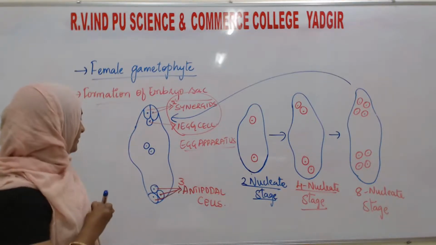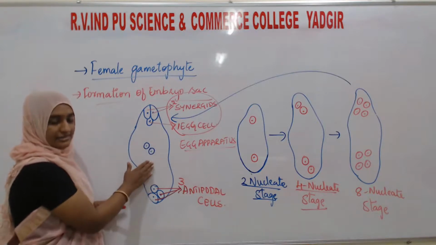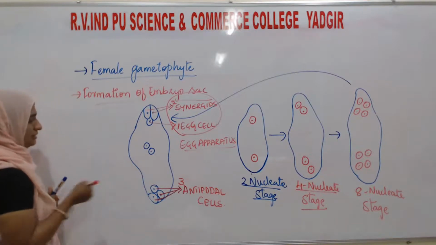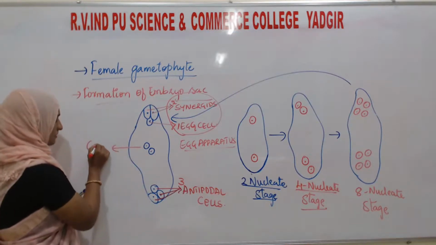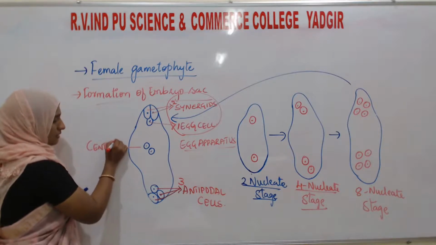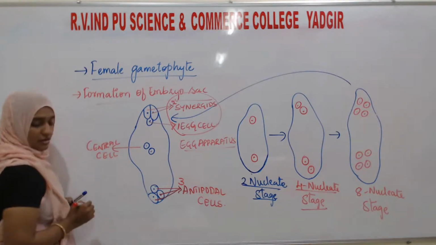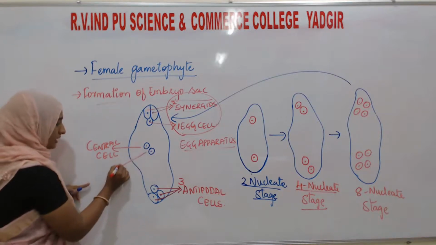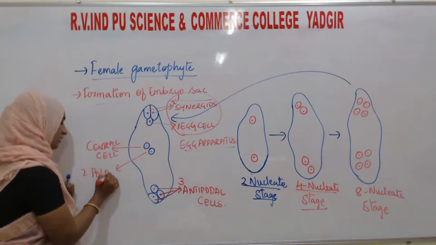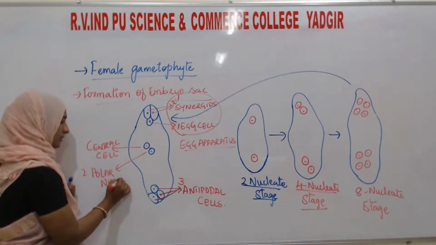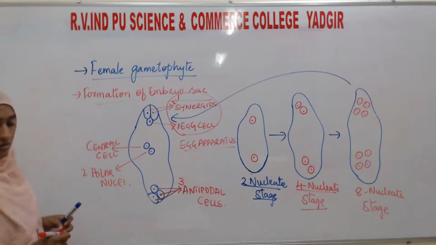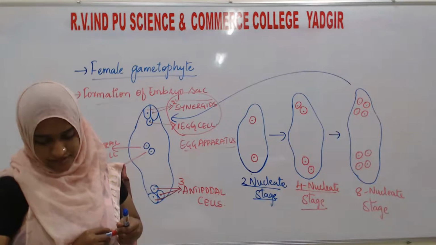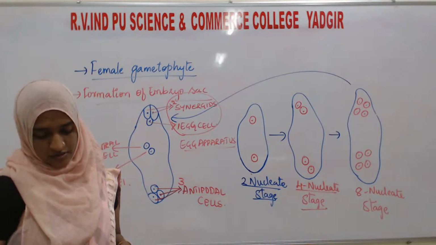Then here there is a cell at the center of the embryo sac, and this cell is known as the central cell, and it has 2 nuclei, that is the 2 polar nuclei. Okay, so this is about embryo sac formation. And here one more thing.